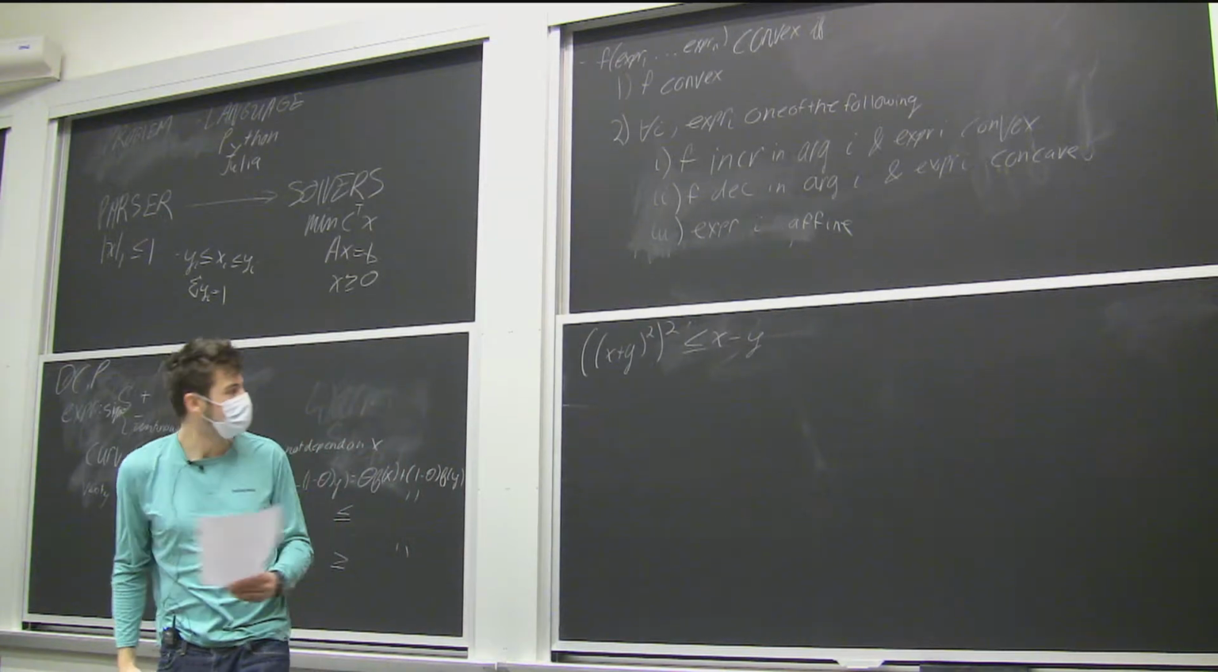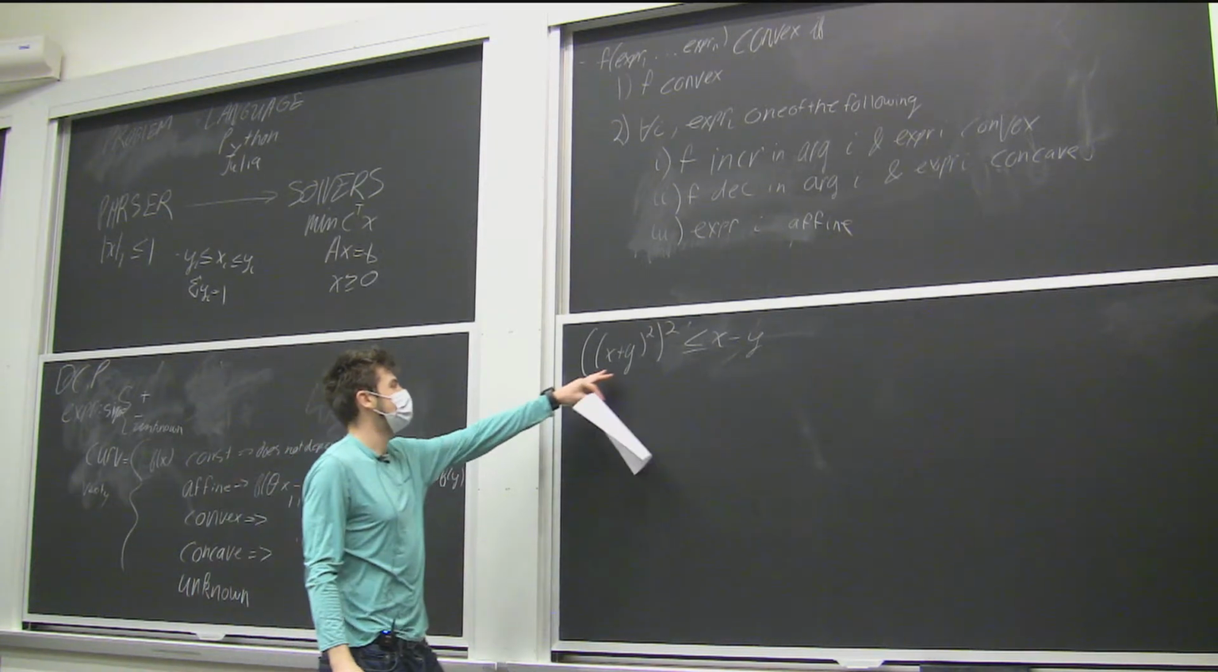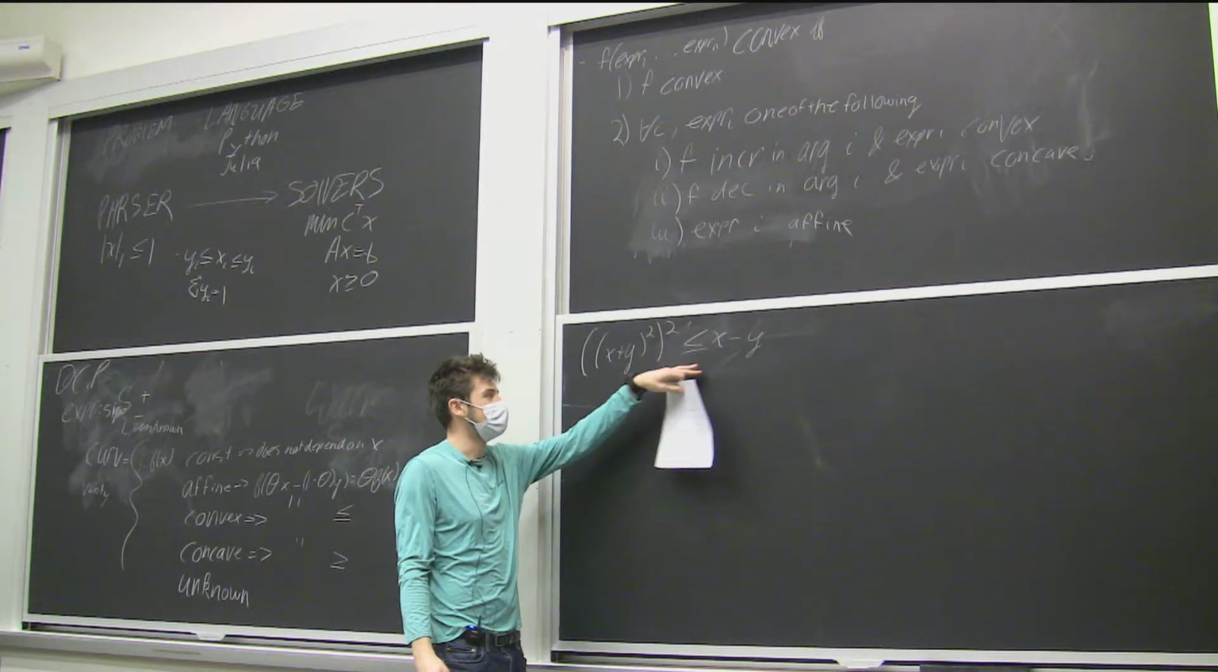Okay, so the first example we're going to think about is this: the square of x plus y squared is less than or equal to x minus y.